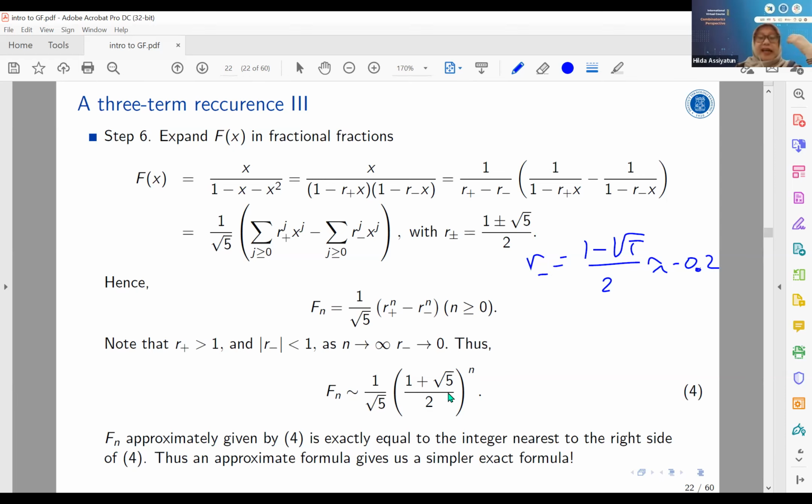If you look at this, I have the table of this. This is the approximation of the Fibonacci numbers, and actually it is a very good approximation. If you look at the right hand side and round it to the nearest integer, we will get the exact value of our sequence.